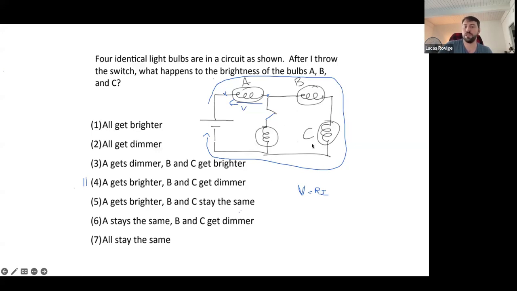And so if the potential is smaller here, then there's less current flowing through them. So we have a drop in current through those, and therefore less power dissipated in B and C, so they're dim. Does that make sense?